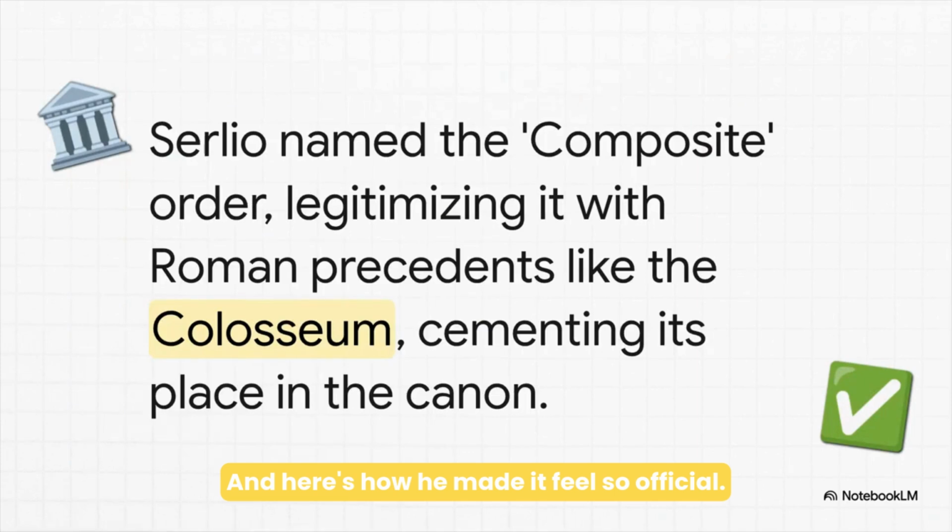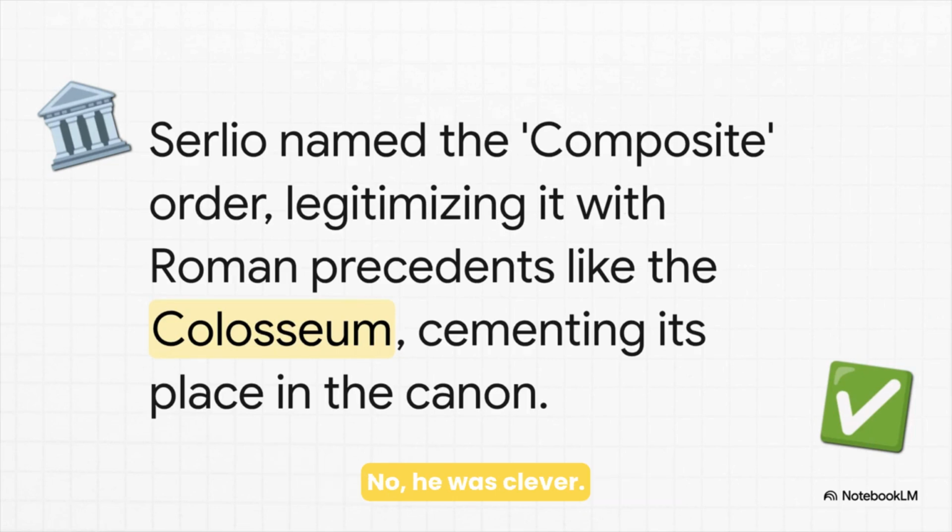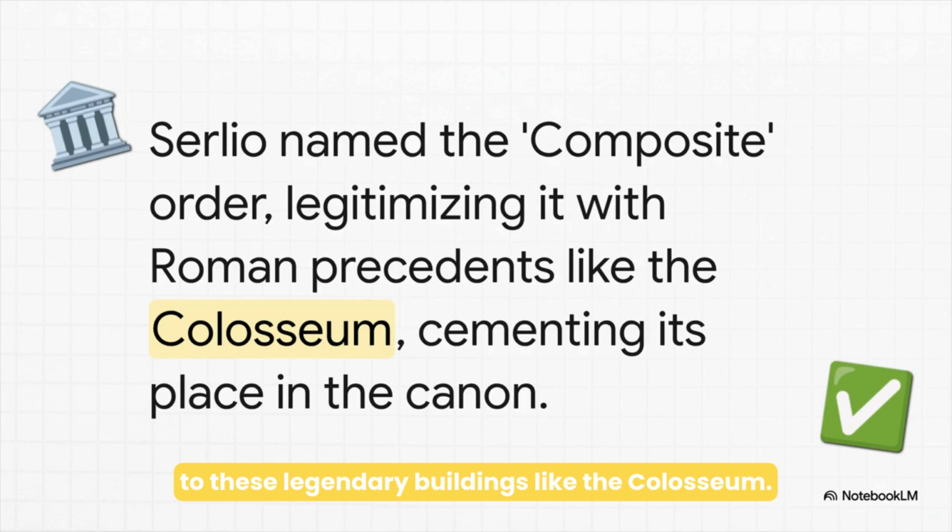And here's how he made it feel so official. He didn't just invent a new style. No, he was clever. He pointed back to ancient Rome, to these legendary buildings like the Colosseum, and he basically said, look, this composite order, it's been here all along. It's a legitimate part of the family. By giving it a name and a famous ancestor, he cemented its place in the rulebook forever.